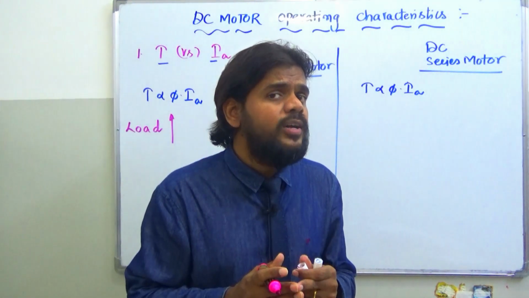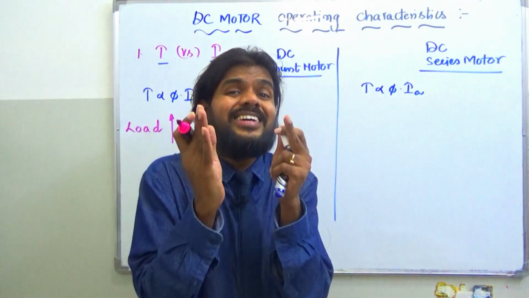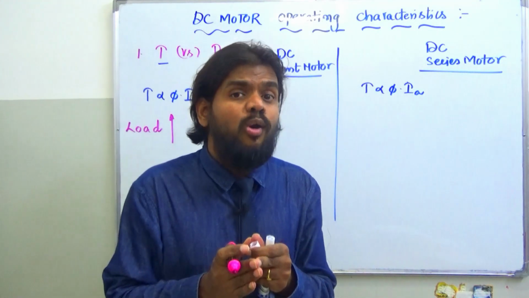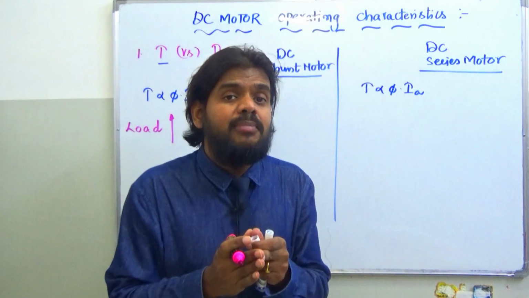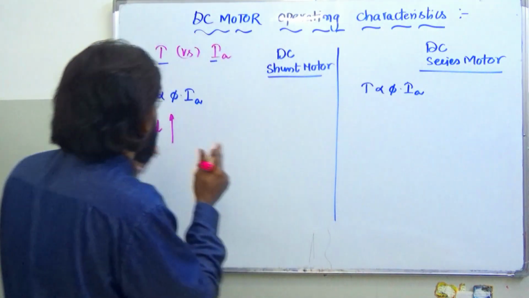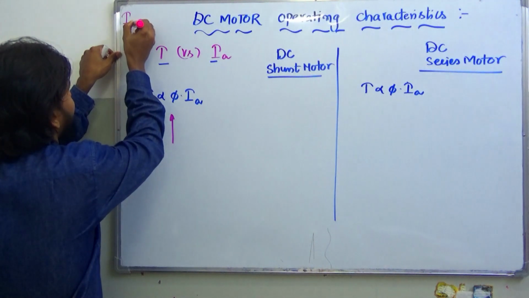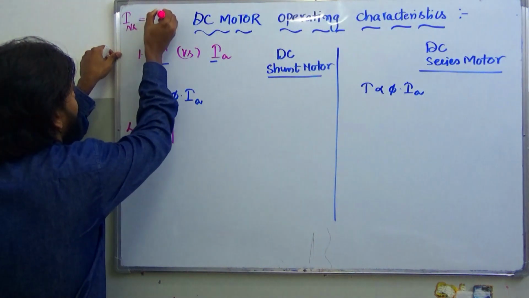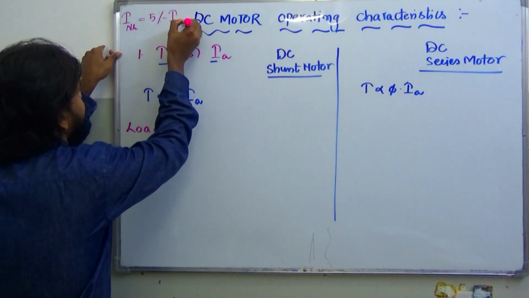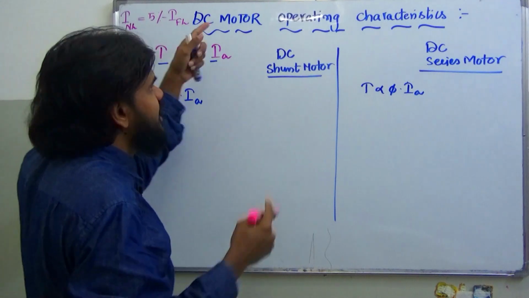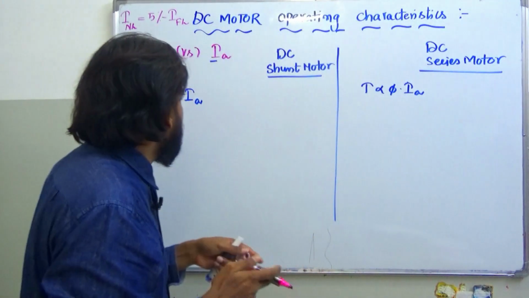So this is called full load current or rated current. The motor's current depends on the load. Under no load, the motor takes about 5 to 10% of full load current. Full load current is the one which is on the nameplate details. I hope you're understanding me right.